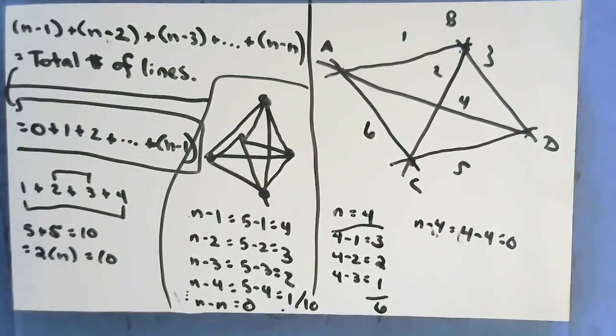All we have to do is just say, look, if you want to know the total number of lines, if you know the number of points n, then you just add up 1 plus 2 plus 3 plus 4 all the way up to n minus 1, and you will get that total. If you want to explore this a little bit more, ask me about Gauss.